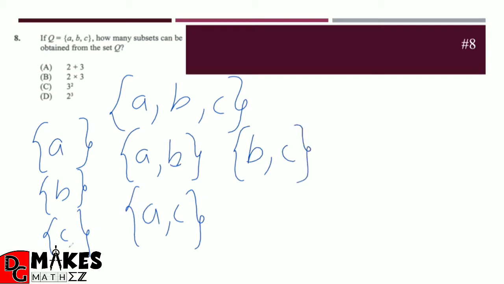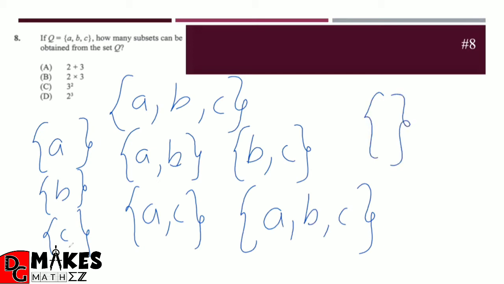These are subsets. These are sets that we can get out of this set. We also have the actual set A, B, C, the entire set. And from every set, you can also have a null set. And we can go ahead and count 1, 2, 3, 4, 5, 6, 7, 8. These are 8 subsets that we can get from that set of 3.